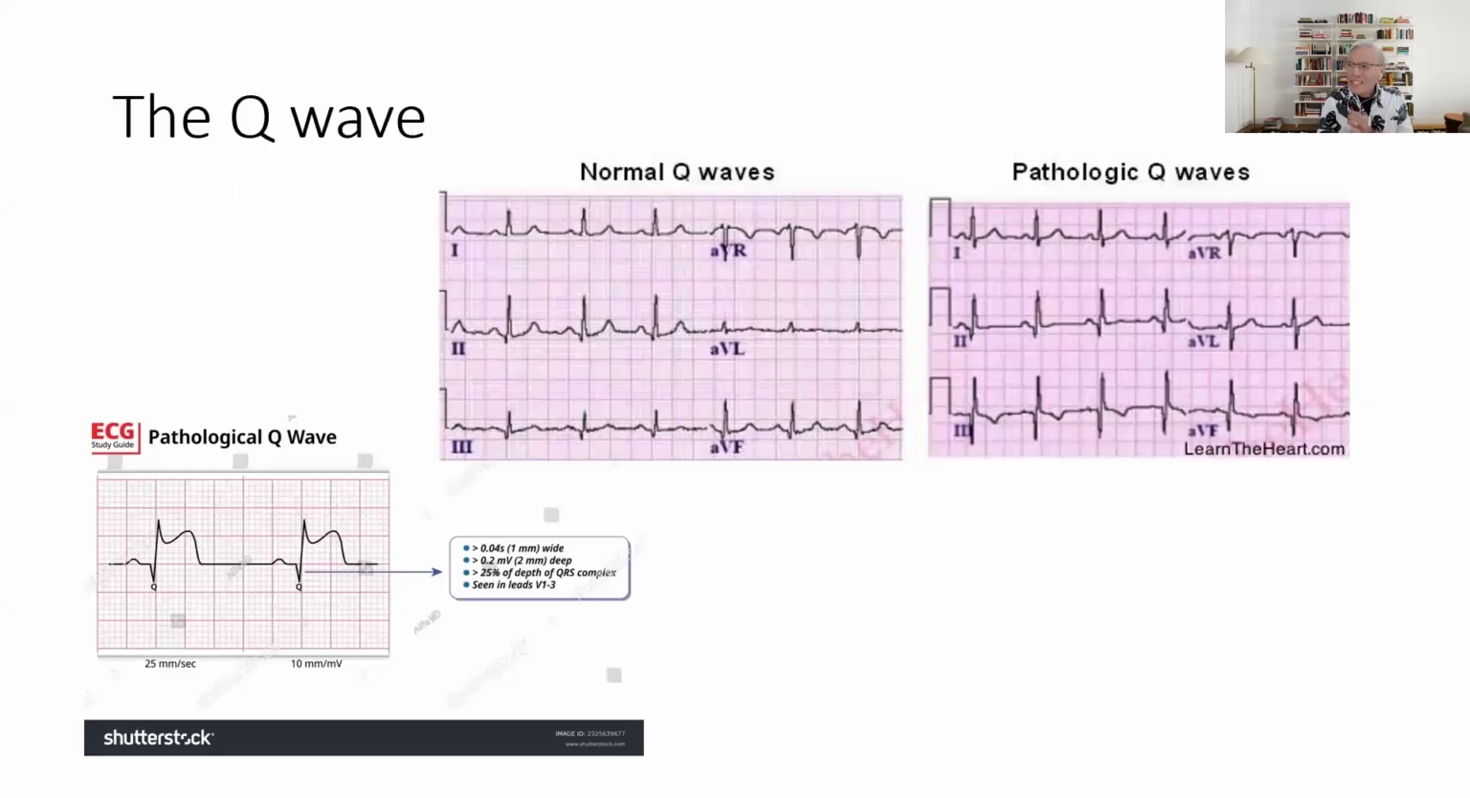All right. So ST elevation is going to be a manifestation of STEMI. ST depression could be a manifestation of ischemia or non-STEMI. So I would like to further differentiate now the difference between STEMI and non-STEMI.